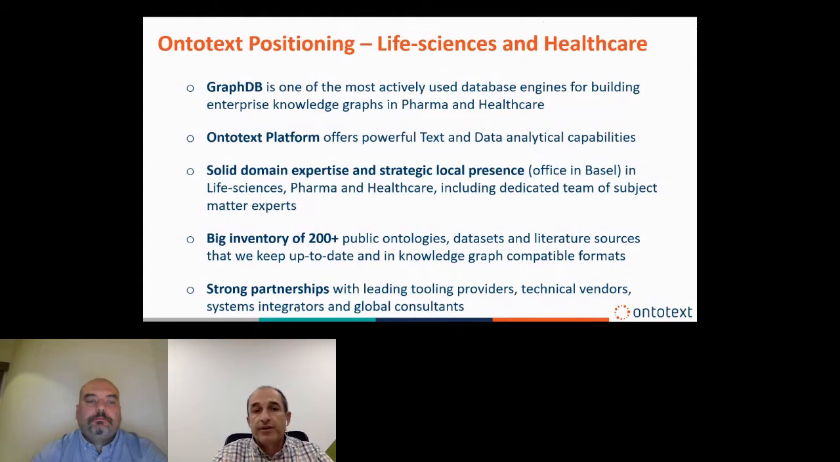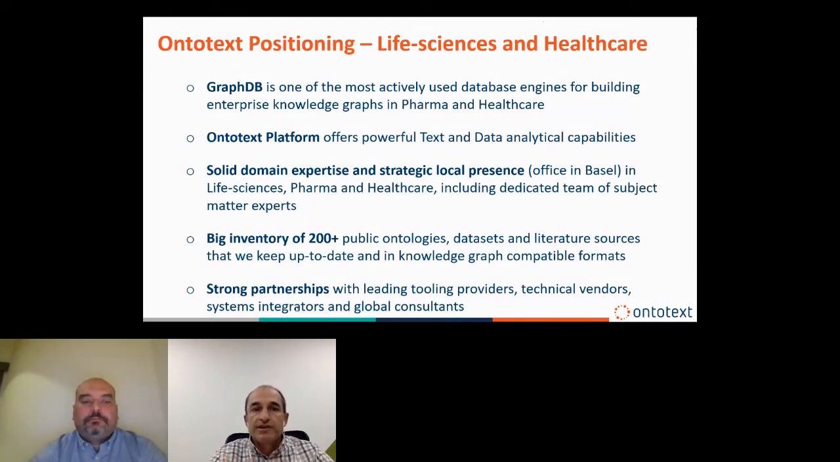Of course, we have invested in developing a very big inventory, mostly of public data sources, reference terminologies, and ontologies. That is actually the central part of this topic. And of course, we have invested in developing strong partnerships with leading companies, tooling providers, system integrators, global consultants, technical vendors.